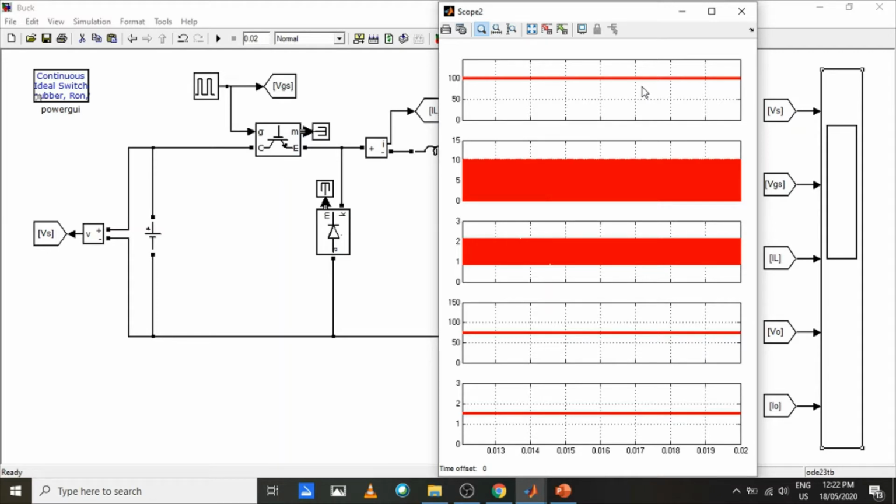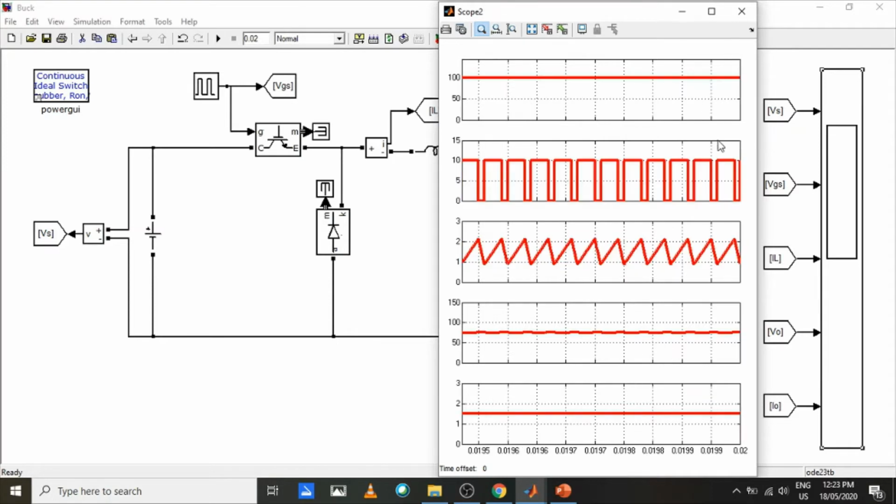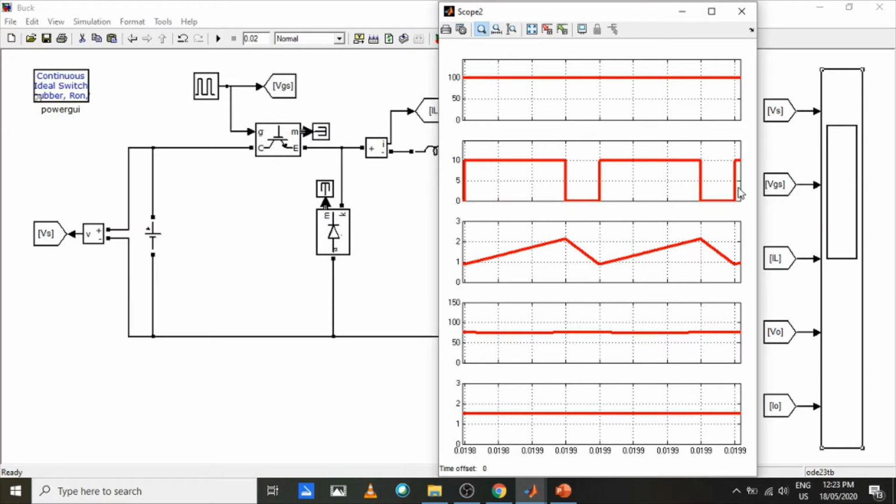Other than that, we can see the output voltage and output current have continuous waveforms with constant amplitude and ripple free. At the same time, we can see the inductor current also has a continuous and ripple free waveform. However, when I zoom further, we can see the wave shape of the inductor current is actually zigzag.